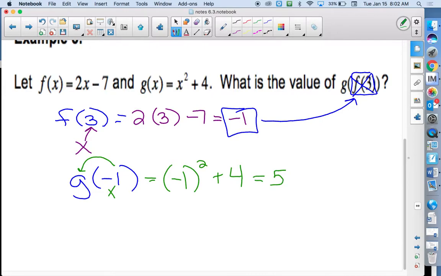So it said find the value of g of f of 3, and that value is 5. We broke it apart into two separate steps. We did the middle part first, we got that answer, and then we looked at the outside letter. Questions?